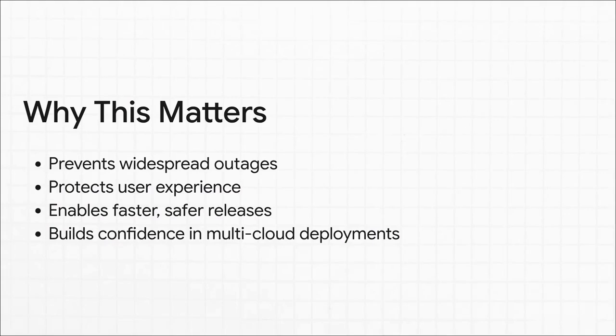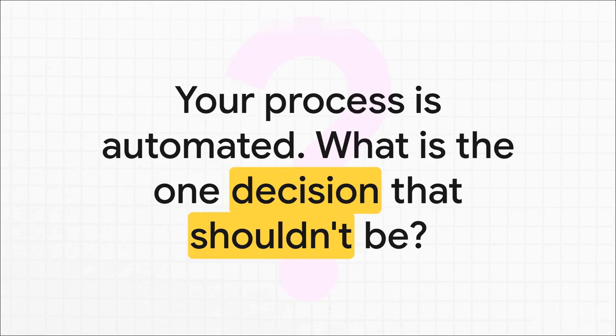So why does all this matter so much? Well, because it prevents those massive headline-making outages. It protects your users from ever seeing buggy code. It actually lets your development teams move faster because now they have this incredible safety net. And maybe most importantly, it builds this deep, real confidence in your ability to operate safely in a really complex, multi-cloud world. And that leaves us with one last thing to think about.